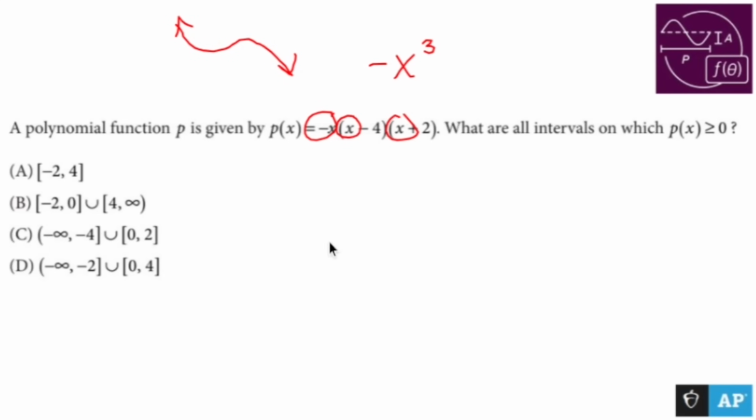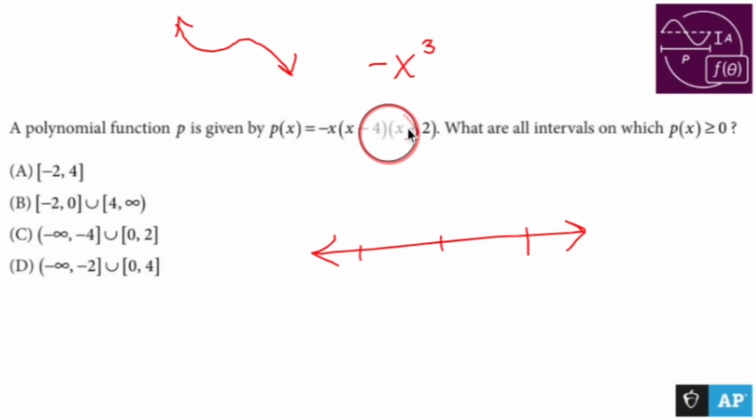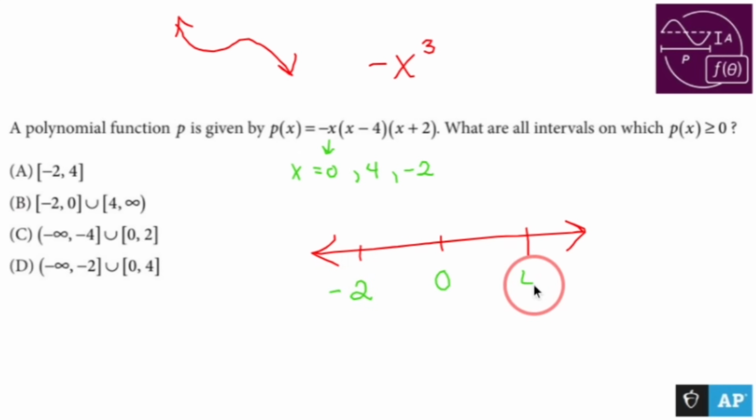Now, I'm going to make over here what's called a sign table. In my sign table, I'm going to label all of my zeros, which can be found from this polynomial. Using the zero product property, negative x equals 0, so one of my zeros is x equals 0. x minus 4 equals 0, so if you add 4, you get 4. And x plus 2 equals 0, so if you subtract 2, you get negative 2. So my zeros are negative 2, 0, and 4.